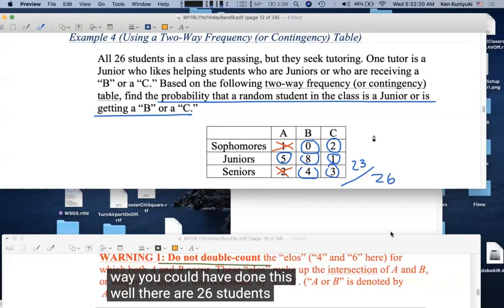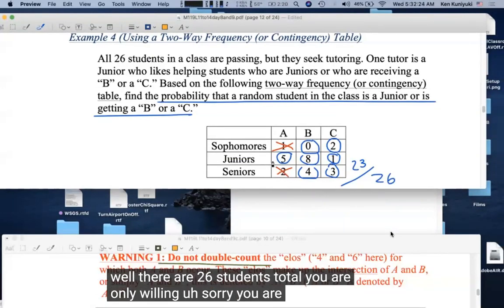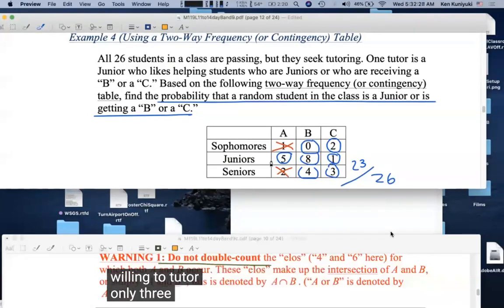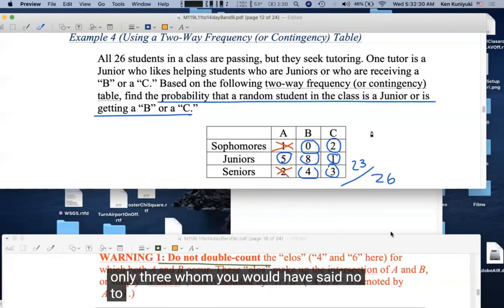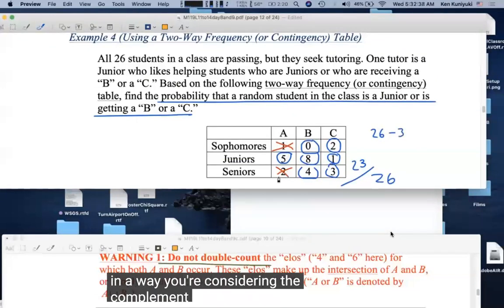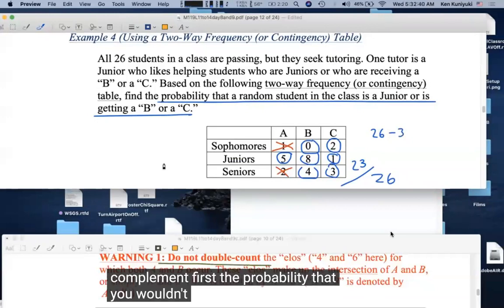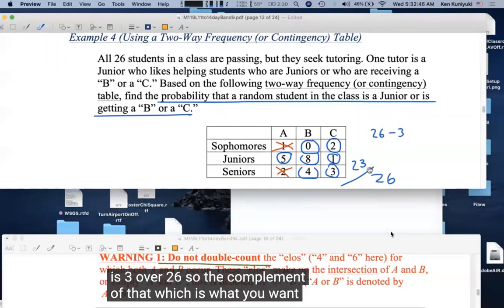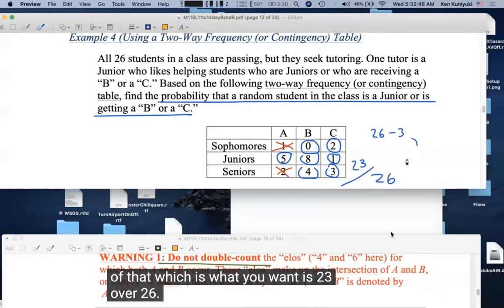Well, there are 26 students total. There are only 3 students whom you are not willing to tutor. Only 3 whom you would have said no to. And 26 minus 3 is 23. In a way where you're considering the complement first, the probability that you wouldn't tutor the student is 3 over 26. So the complement of that, which is what you want, is 23 over 26.